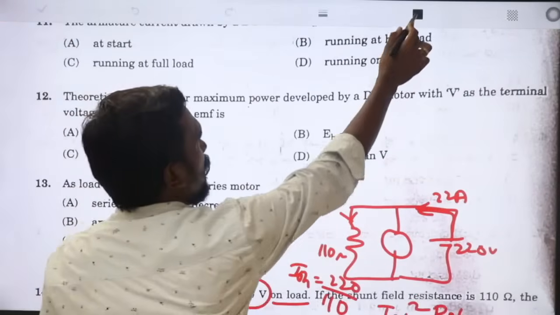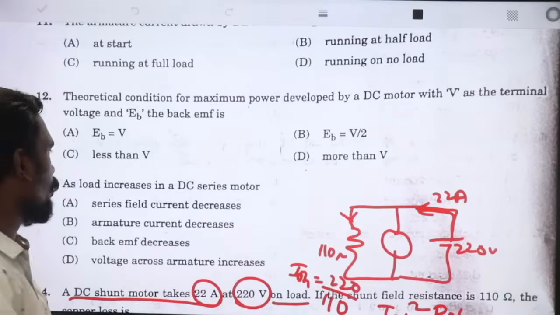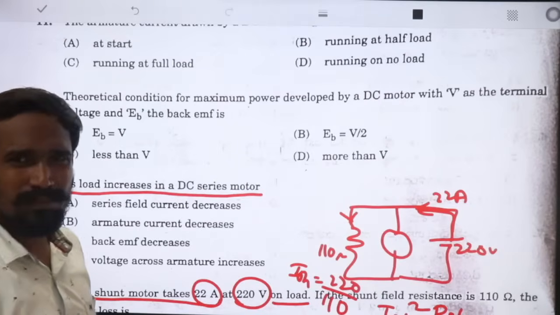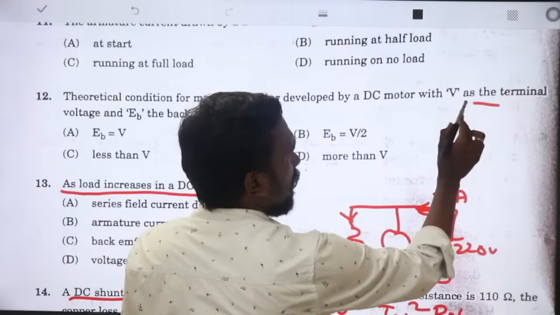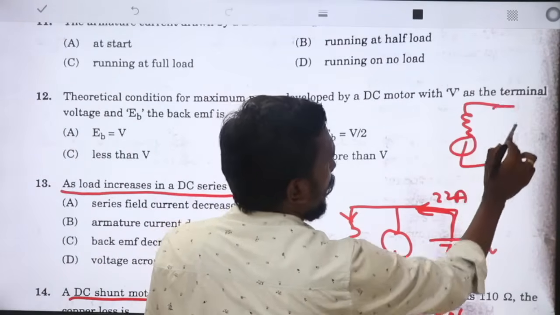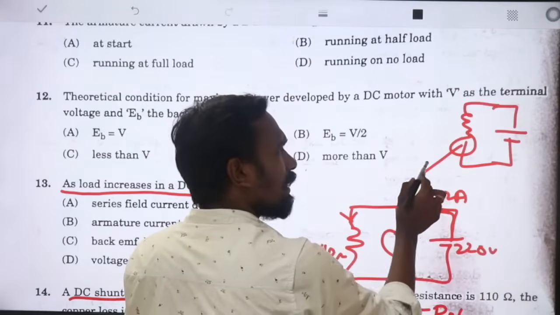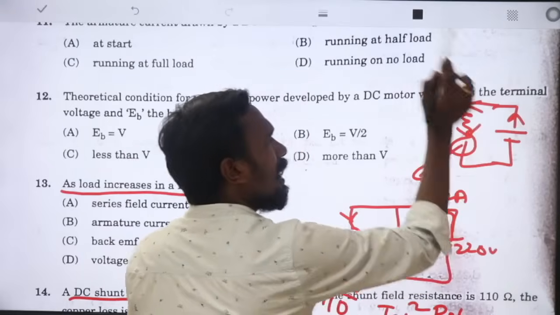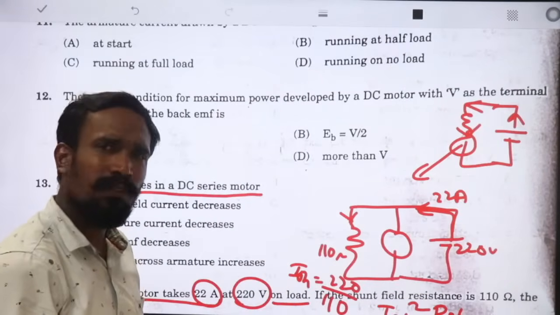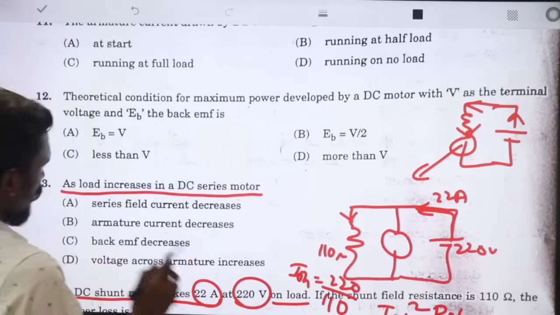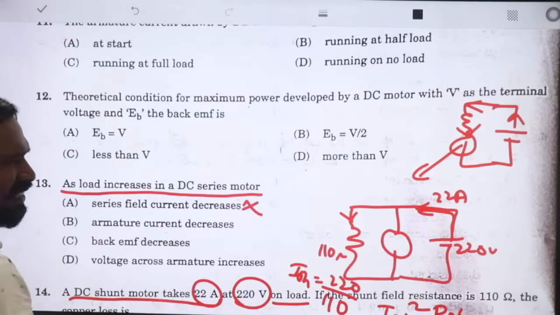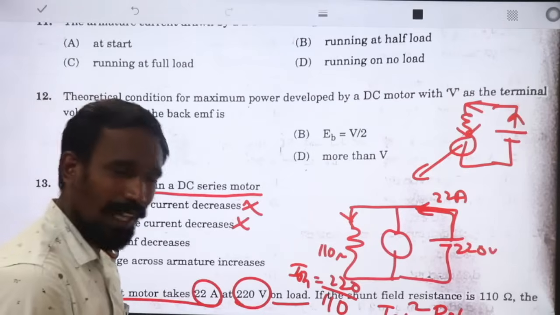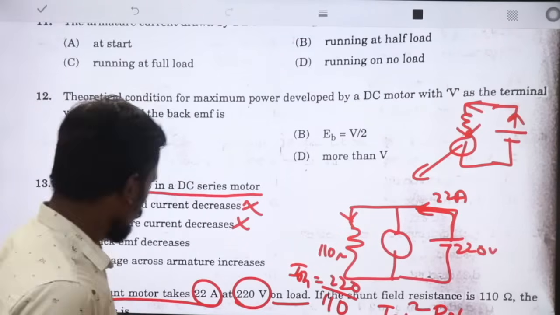What is the answer for this question? This is an analyzing question. As the load increases in a DC series motor, the line current will increase, the series field current will increase, and the armature current will increase. Everything will increase. The series field current decreases is wrong, it will increase. The armature current decreases, no, when the load increases, armature current will increase.